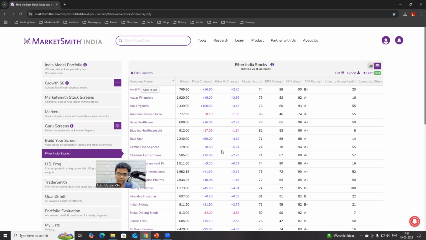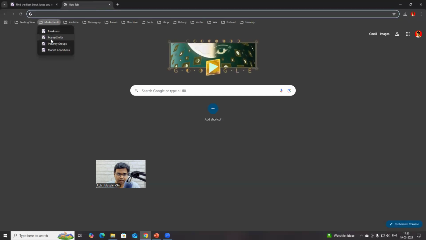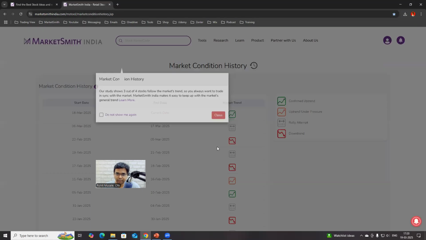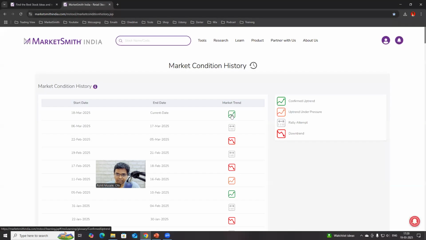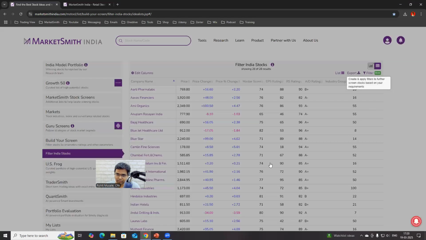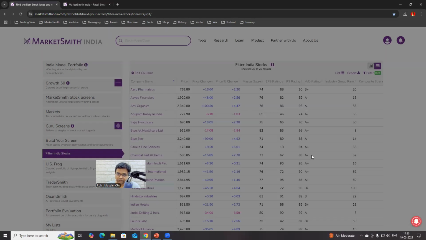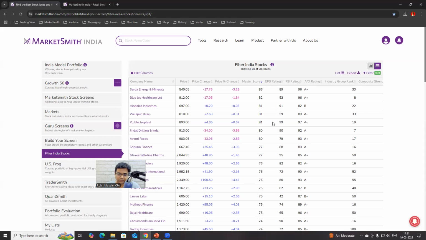Now, when the market goes into a confirmed uptrend, so for example, if you look at the market currently, or I will go here, let's see whether they have updated it. Yeah, see, they have updated it. Current date, it's confirmed uptrend. So when the market goes into confirmed uptrend, what I do is I remove these. See, there are two fundamental filters here. I remove these filters. Now see, instead of 28, how many will we get? We get 68. So instead of 28, now I get 68 stocks because I removed the fundamental filters.